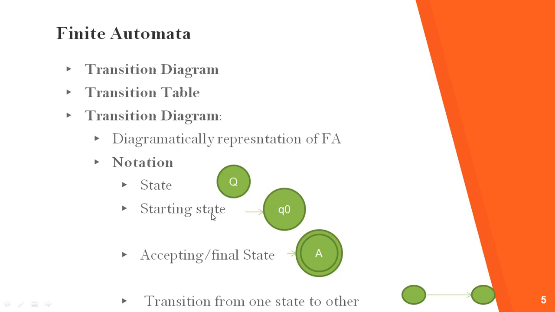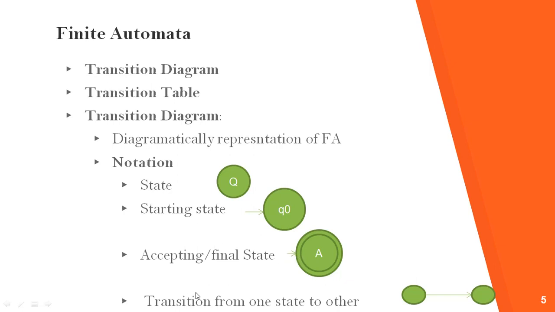The starting state is also a state, meaning we draw a circle, but remember, before the starting circle we have to put an arrow. That arrow suggests that the given state is the starting state, and mostly we represent the starting state by Q0. Then the third is the accepting or final state. We represent the accepting or final state by two circles, an inner circle as well as an outer circle. We name the set of accepting states capital A. Before it, an arrow is also required.